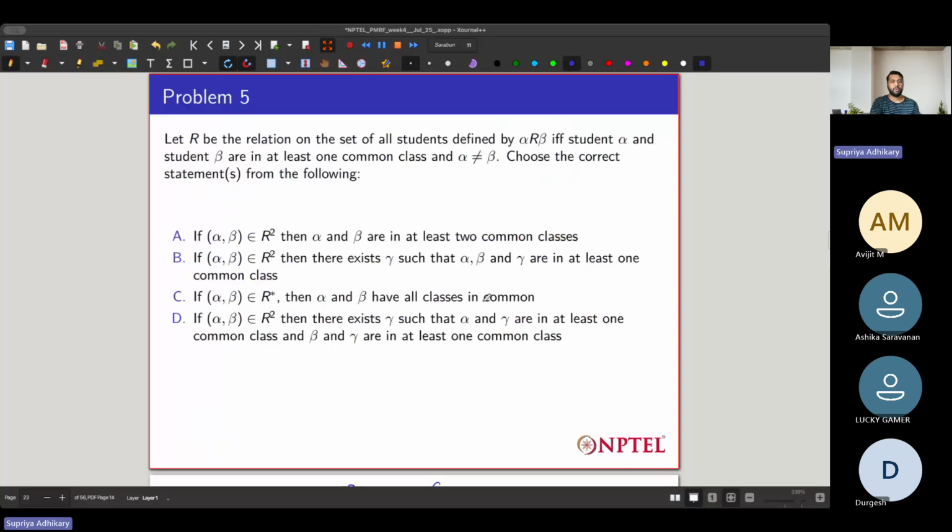So when we say that alpha beta is in R square, the option says alpha beta has at least two classes in common. That is not true. It may happen that alpha beta do not have any classes in common at all. So this is not true.